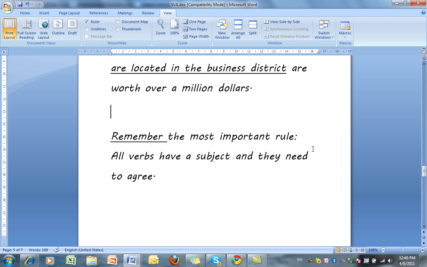Remember, the most important rule, all verbs have a subject and they need to agree with each other.